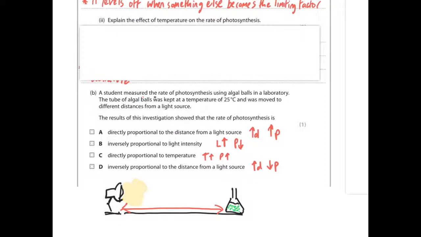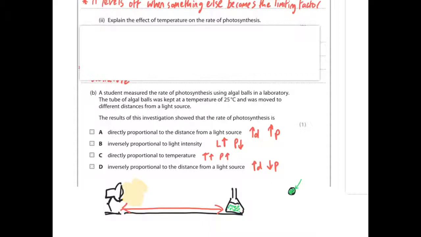A student measured the rate of photosynthesis using algal balls in a laboratory. The tube of algal balls was kept at a temperature of 25 degrees Celsius and was moved to different distances from a light source. The result of this investigation showed that the rate of photosynthesis is... Okay, so let's just get this right. Firstly, algal balls are basically, if you've seen agar jelly, we just trap chlorophyll inside agar jelly. A bit like that bubble tea craze where we make these fruity scented agar jelly balls. Well, we're doing the same thing, but we're putting chlorophyll inside.